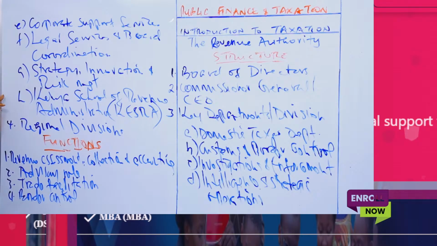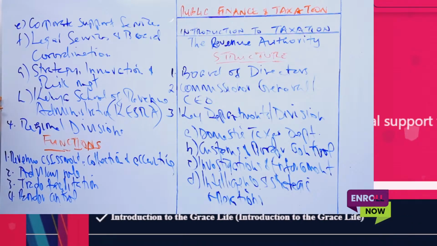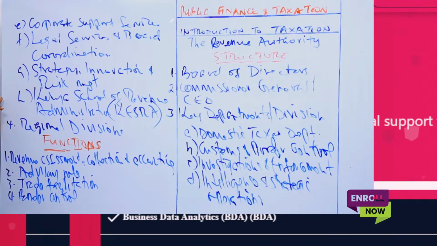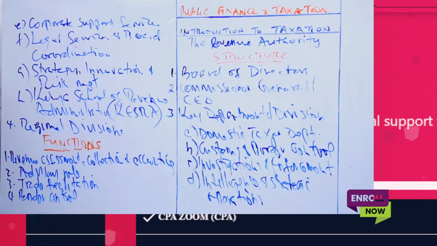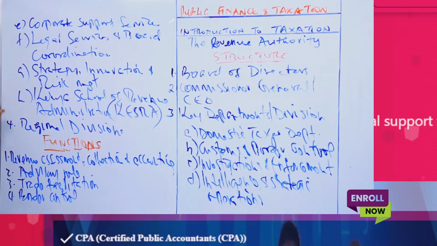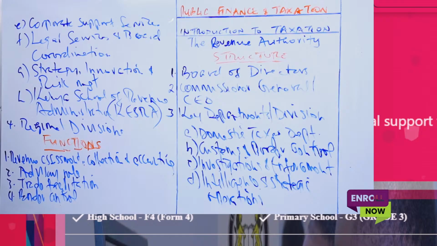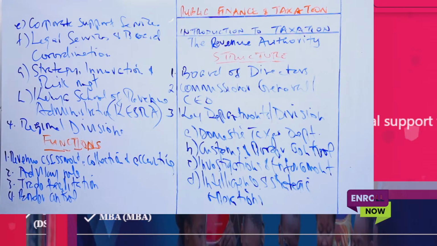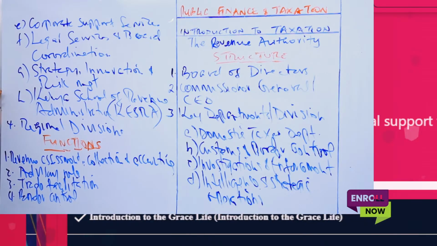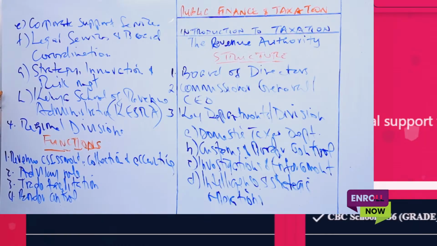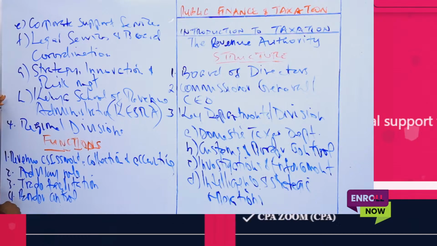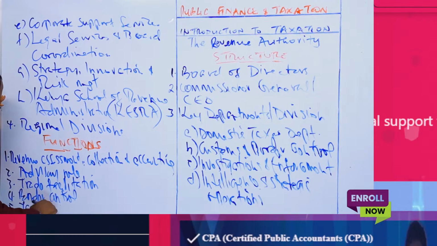4, border control. Because remember, we identified one of the departments, the customs and border control department. So this department is in charge of managing and securing the country's borders, working to prevent smuggling, counterfeiting, and other illicit activities.